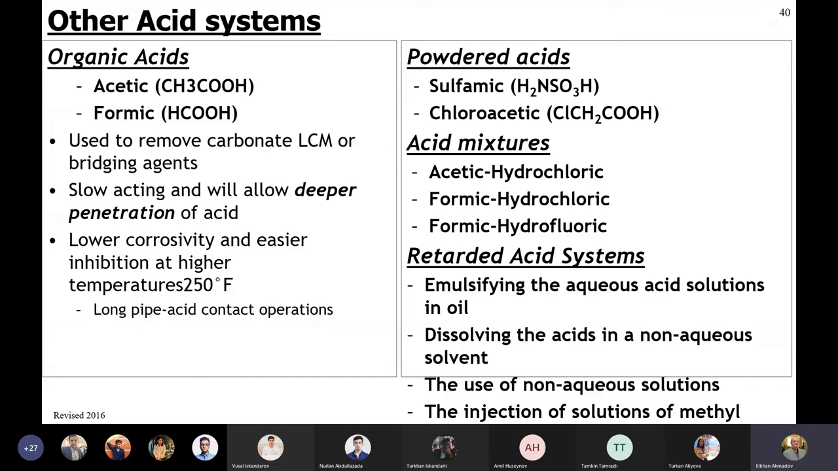Okay, and there are some other powdered acids, acid mixtures, and retarded acid systems. They act slower, and they go deeper into the reservoir, and they are dissolving the acids in non-aqueous solvent. Retarded means delayed action. Therefore, they may go deeper into the reservoir and affect more deep damage.